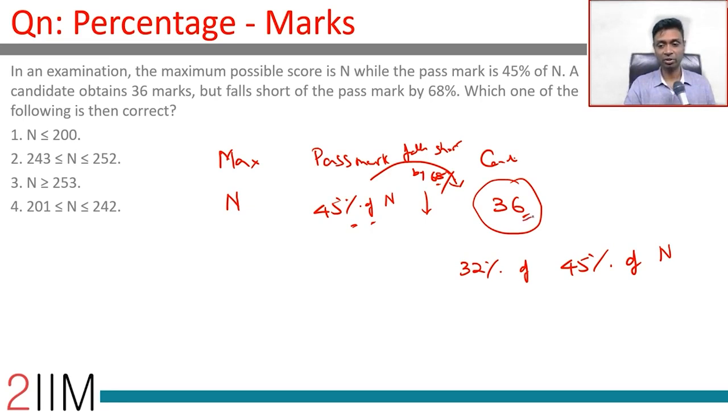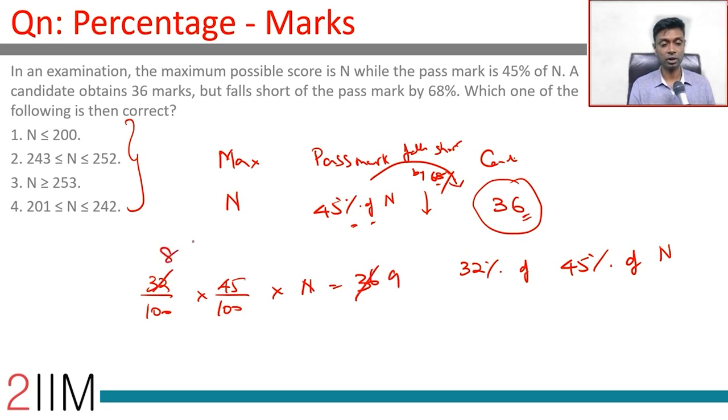This number is 36. With this, we can find N, and then we can see what we need to answer. Like in this case, the question asks us for something about N. So let's find N. 32 by 100 into 45 by 100 into N is 36. This is 9, 8, 45, 5. 8 into 5 is 40, which is 2 by 5. 2 by 100 is 50. 50 into 5 is 250. N is 250.